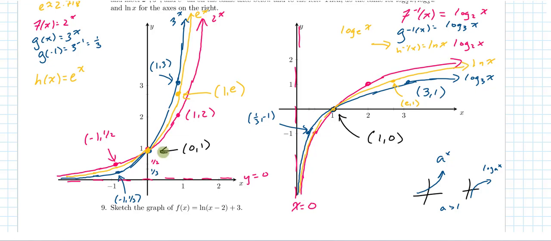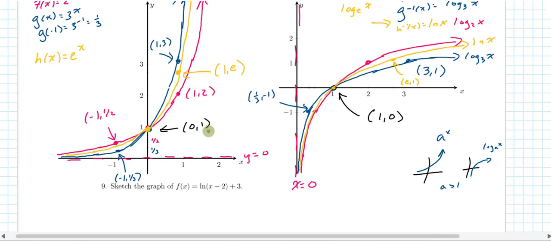Keeping in mind that all exponential functions prior to transformations pass through the ordered pair (0, 1). They have a horizontal asymptote at y = 0, and they make this general exponential growth shape. Similarly, all log functions must pass through the ordered pair (1, 0). They all must have a vertical asymptote at x = 0, and they all must have this similar log shape right here.